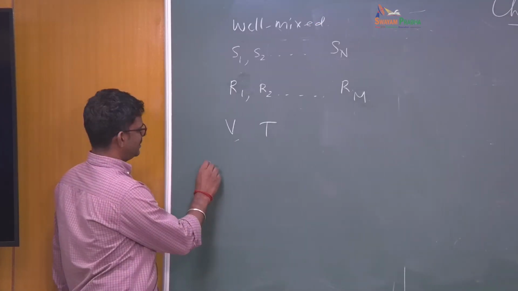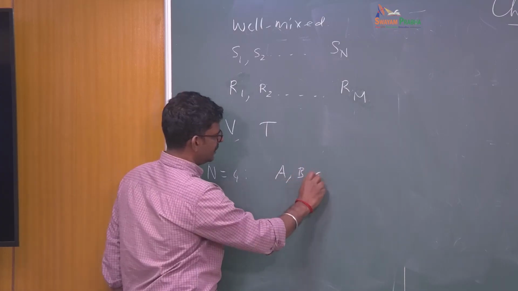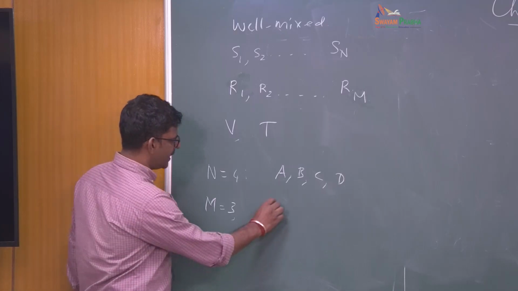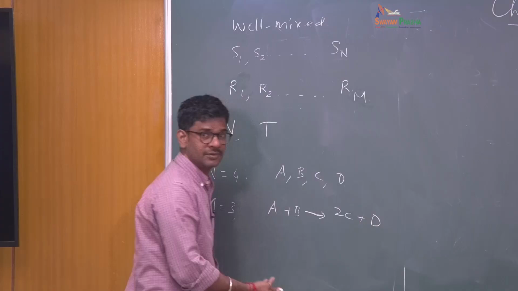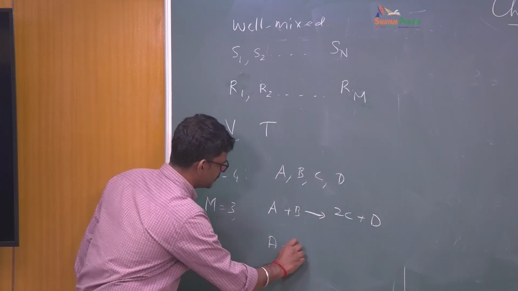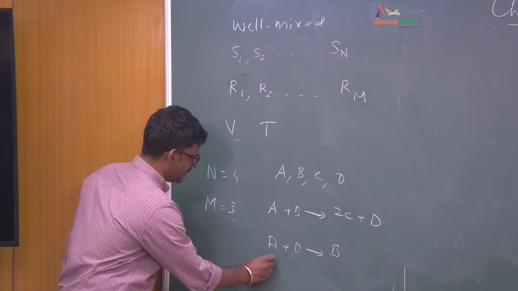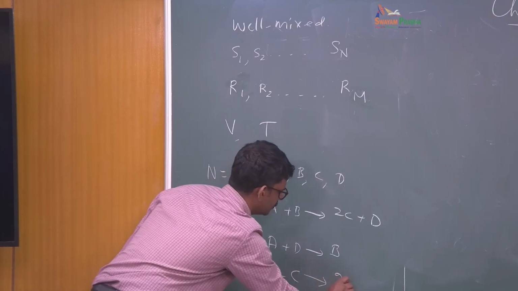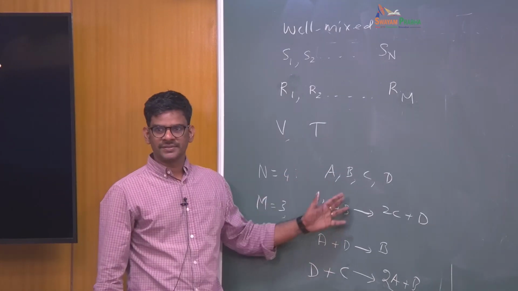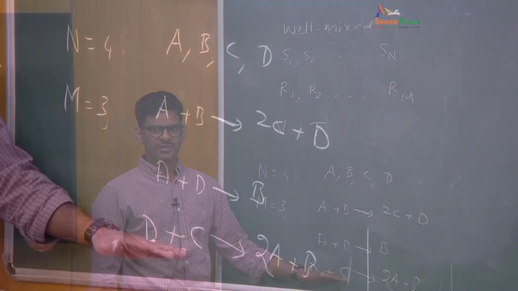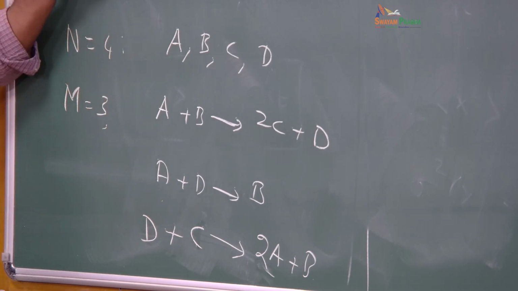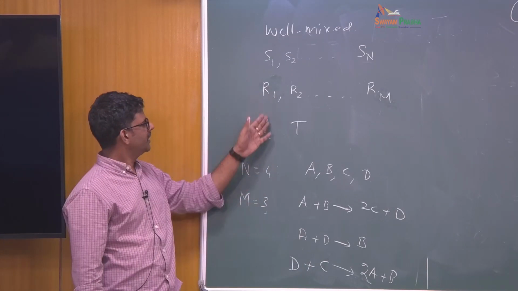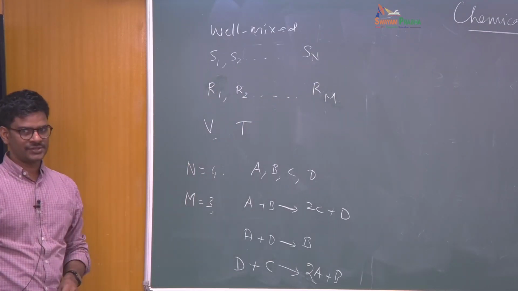For example, if I put n equal to 4, I am thinking about molecules like A, B, C, D. I have 4 species, and I can think of m equal to 3, so 3 reactions. I could have A plus B reacting to give 2C plus D, one reaction, then A plus D giving rise to B, another reaction, and then another reaction, D plus C giving rise to 2A plus B. You can see all of them are independent reactions. By multiplying by a constant and adding and subtracting, I cannot create one reaction from the others. So R1 means this, R2 is this, R3 is so and so. Now we have 3 reactions involving 4 species. Similarly, here we have n molecules interacting through m reaction channels or reaction mechanisms.